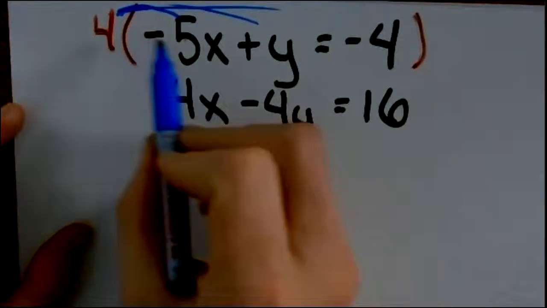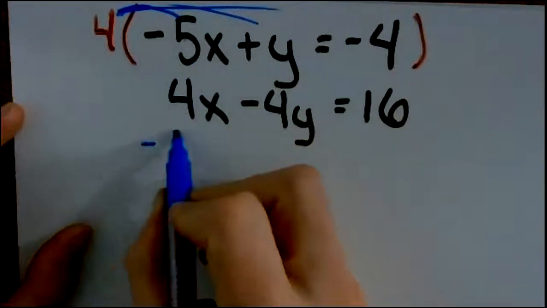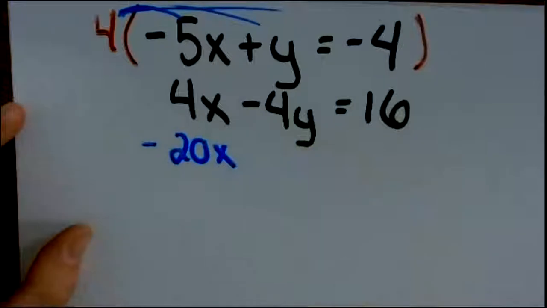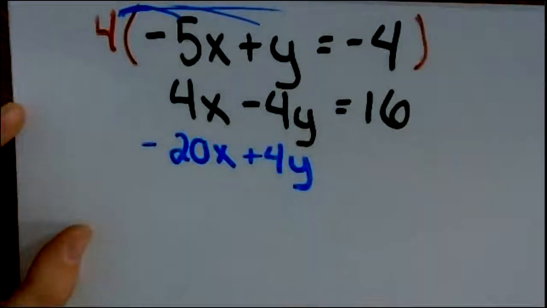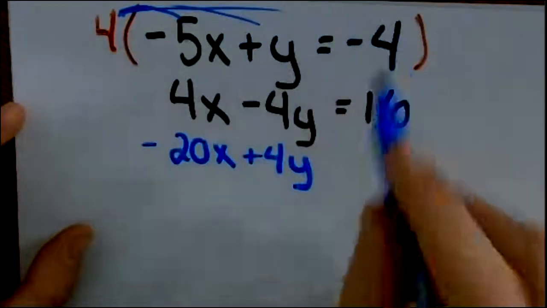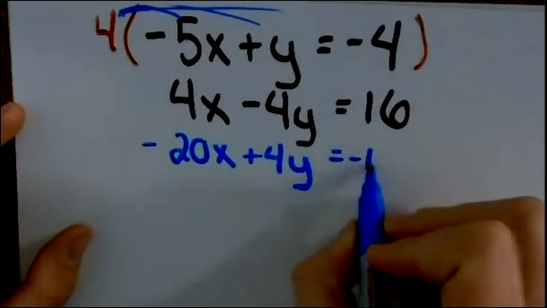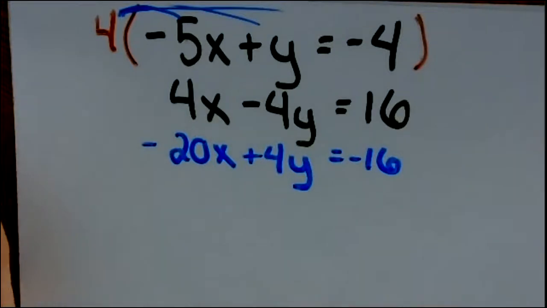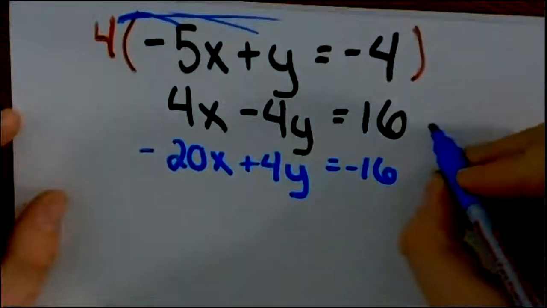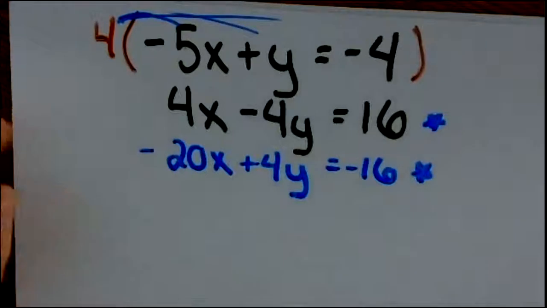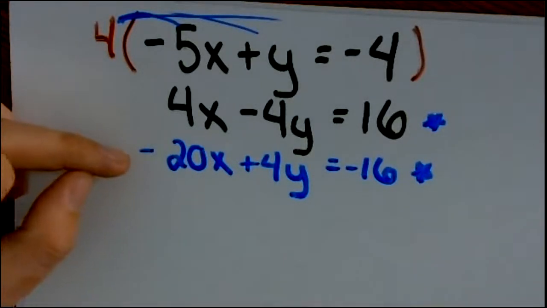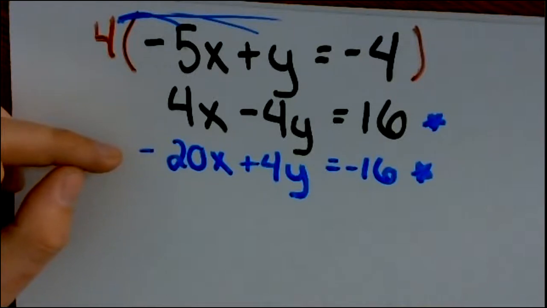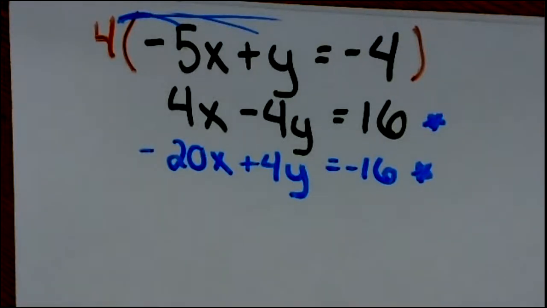So if I take 4 times negative 5x, that gives me negative 20x. 4 times y is 4y. And then 4 times negative 4 is negative 16. So now I'm working with these two equations, the original second equation and the first equation that I altered by multiplying everything by that 4 value. Right, so my next step says I want to add those two equations vertically.